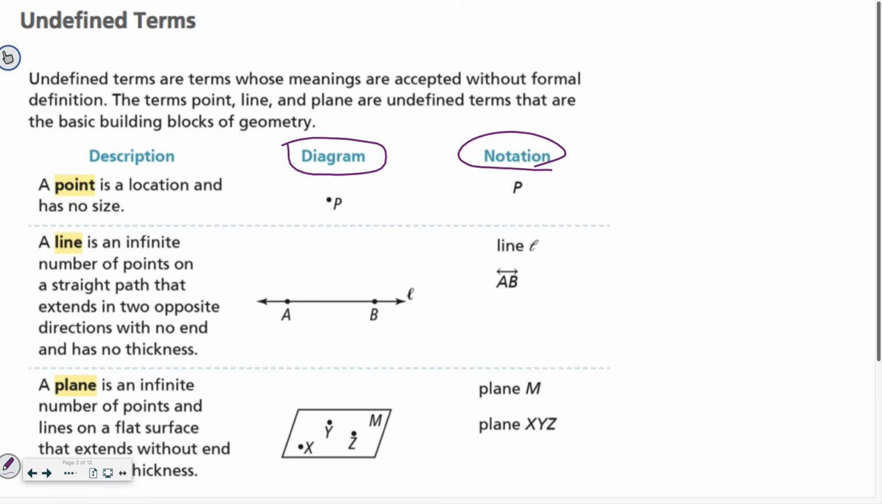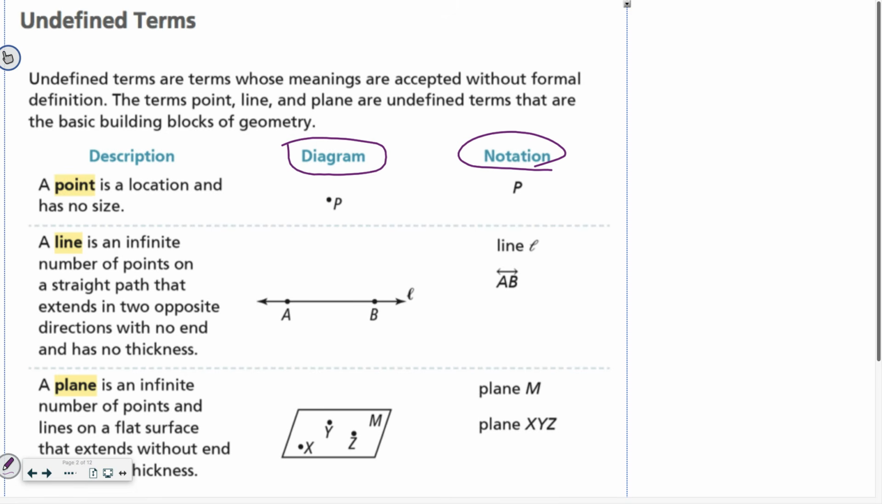A line has arrows on both ends. It keeps going in both directions forever and ever, but we can't draw forever and ever, which is why we do the two arrows. And a line needs at least 2 points in order to be a line. So in this case, we have point A and point B. So we can name this line, line AB, and you can either write out the word line and put AB, or you can do the symbol of the line above it.